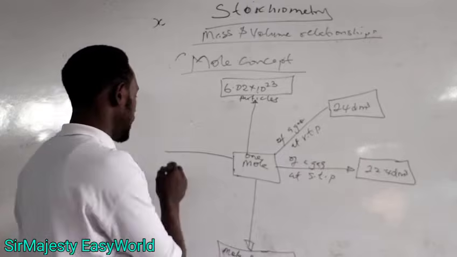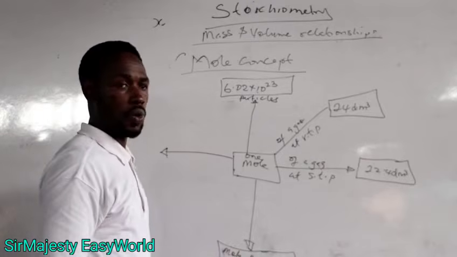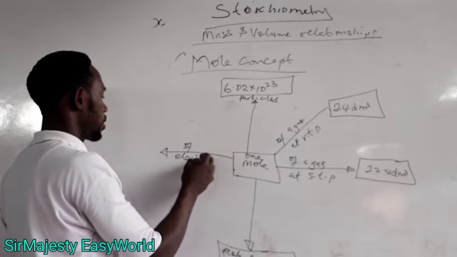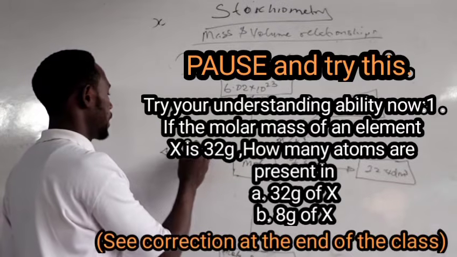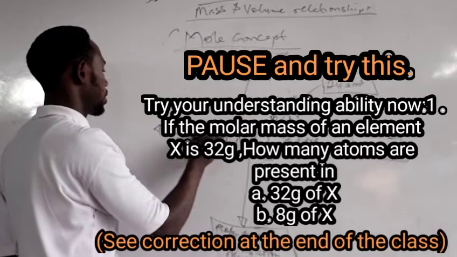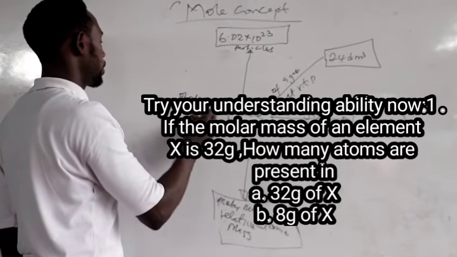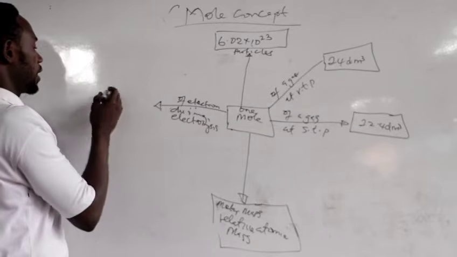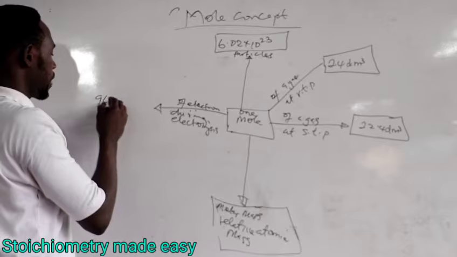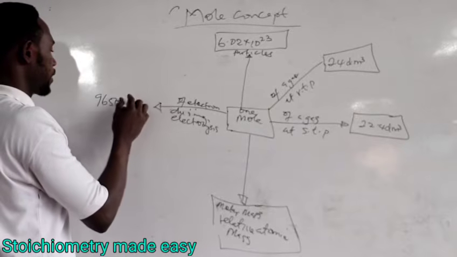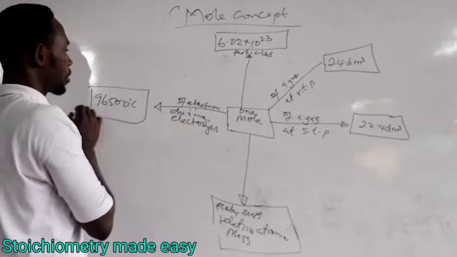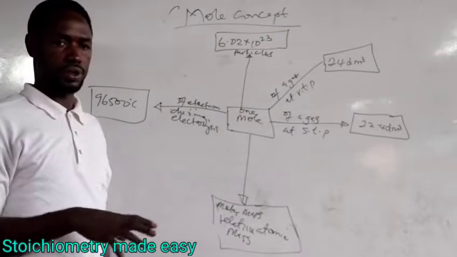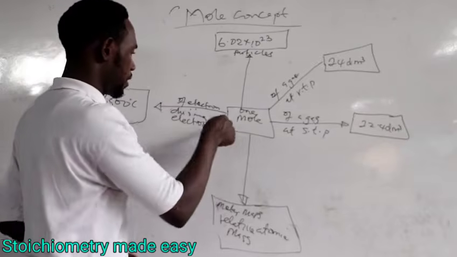Then 1 mole of an electron during electrolysis is discharged by 96,500 coulombs of electricity. So it depends on the direction you want to follow. Now, with this, there may be other connections. These are the guide. 1 mole is in the center.